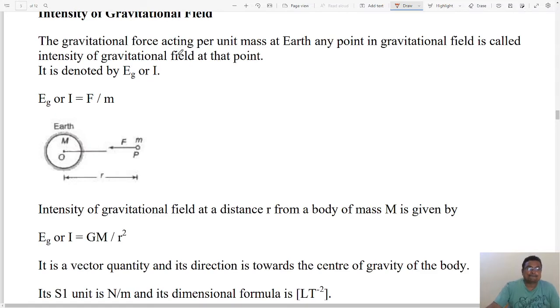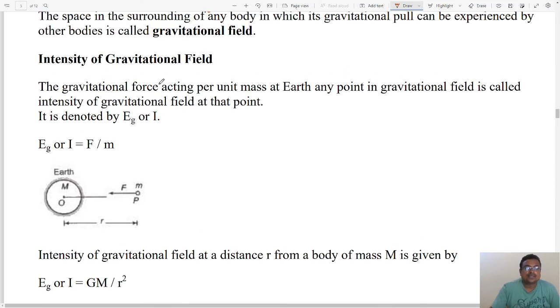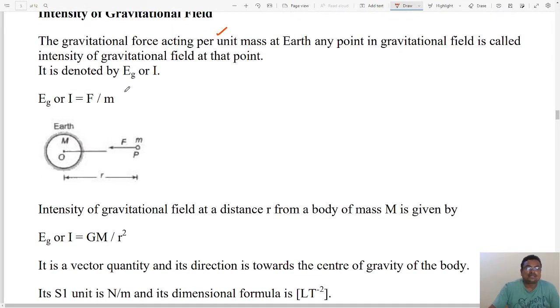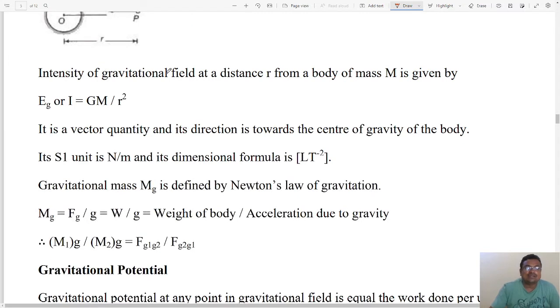Intensity of gravitational field can be defined as the gravitational force acting per unit mass at any point in a gravitational field. Gravitational force acting per unit mass is called intensity of gravitational field. That is denoted by Eg or I. I is equal to gravitational force upon mass. Now the intensity of gravitational field at a distance r from a body of mass M is given by I equals G M by r square. So intensity of gravitational field is a vector quantity. It has both magnitude and direction, and it is towards the center of gravity.